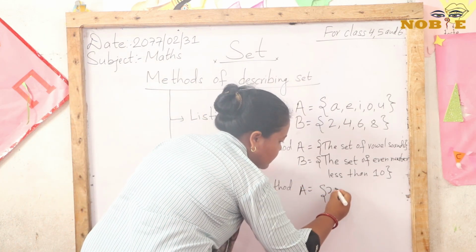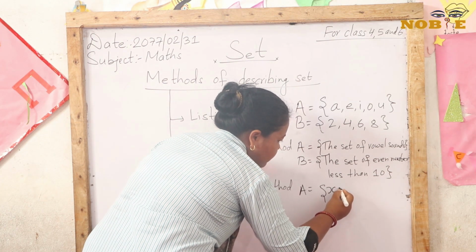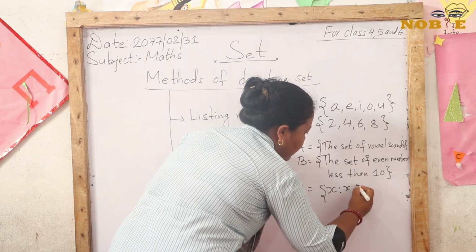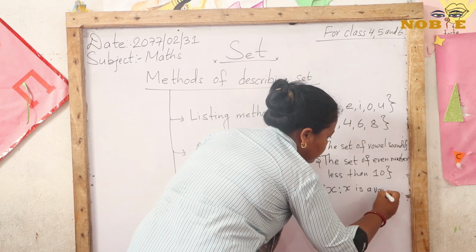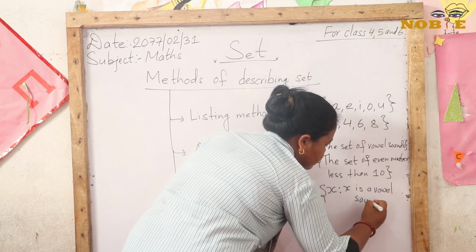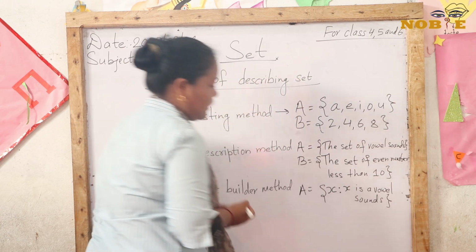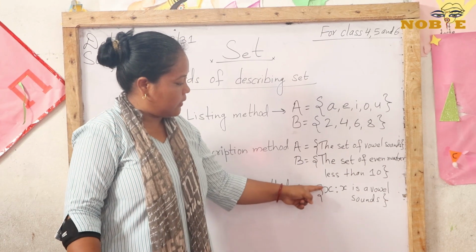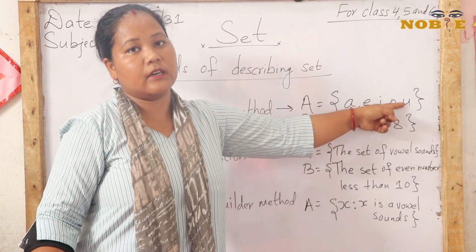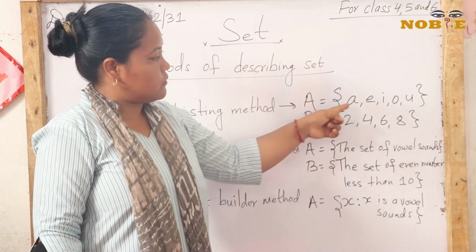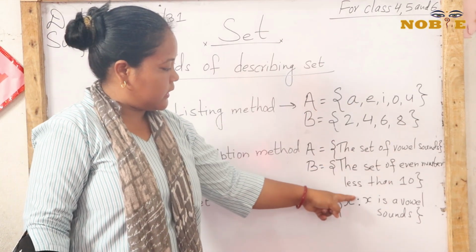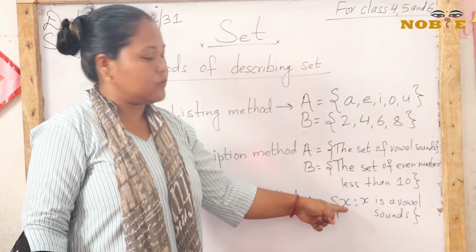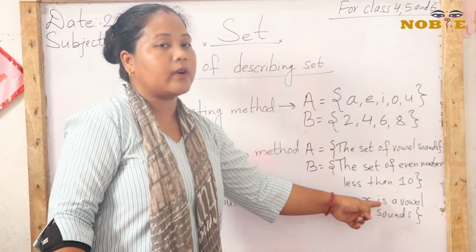A is equal to X. This sign we give here is said as such that. X is a vowel sound. X such that X is a vowel sound. We use this variable X to describe the elements of the set. And what is X? To define X, we write here the property of X.